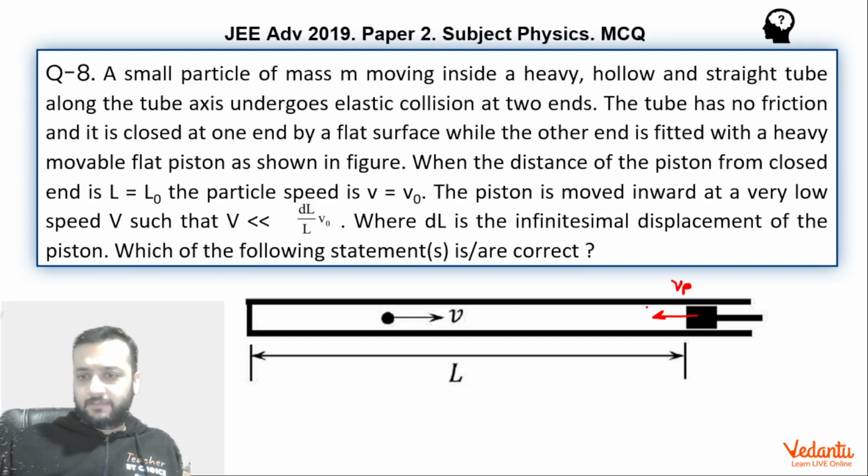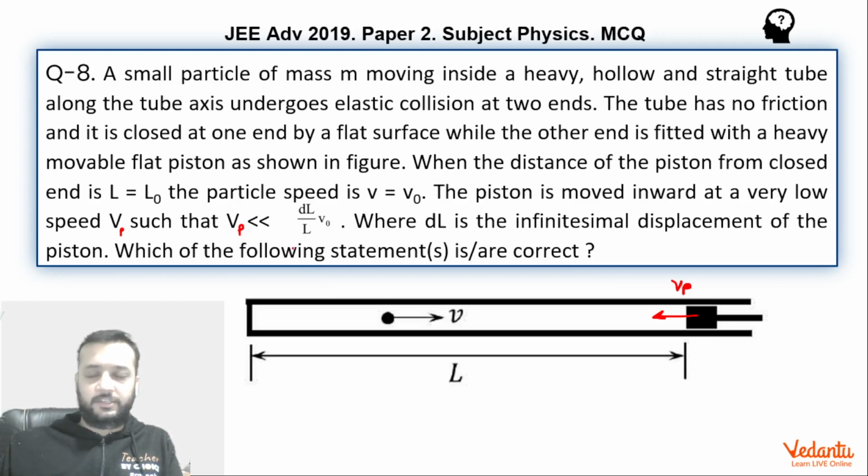So whenever the particle strikes the piston, there's an elastic collision, and after the elastic collision, the particle returns and again goes back to this left end. There's also one condition given. So this is Vp, velocity of the piston. This is one condition given, that Vp is much less than dl by L, where dl is the small distance moved by the piston. Okay, so we will see the use of this condition as well.